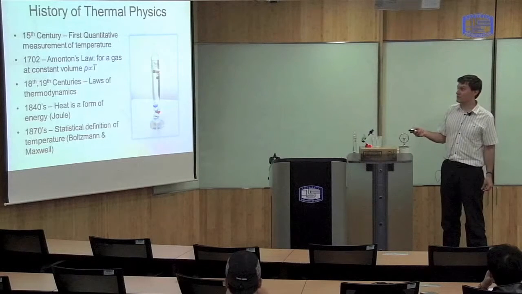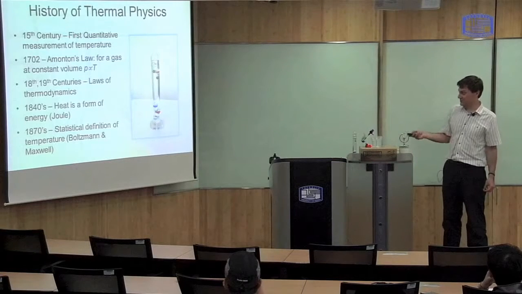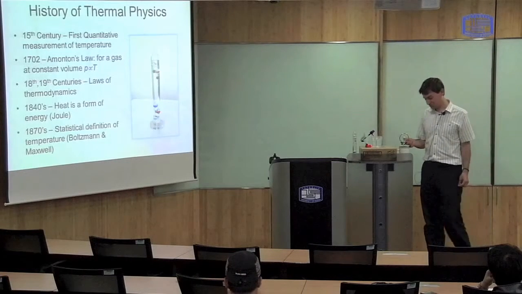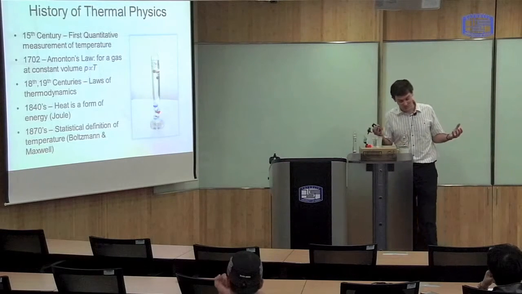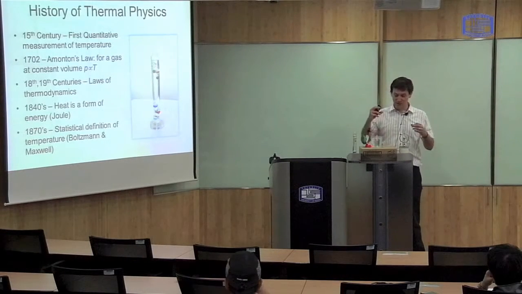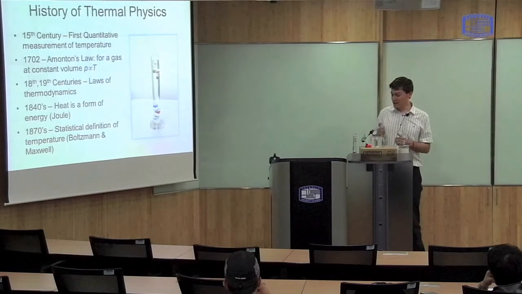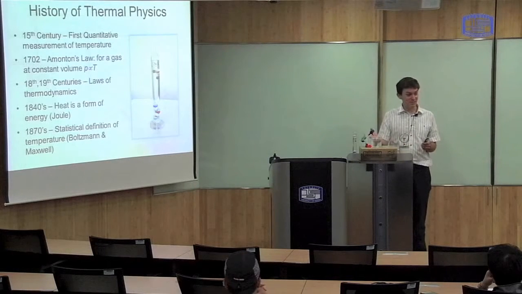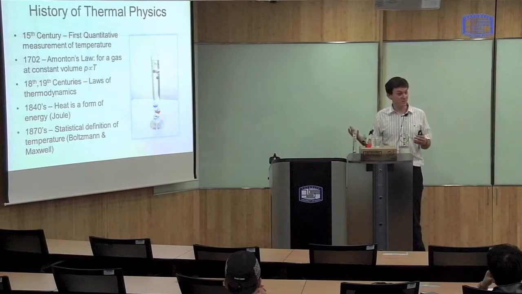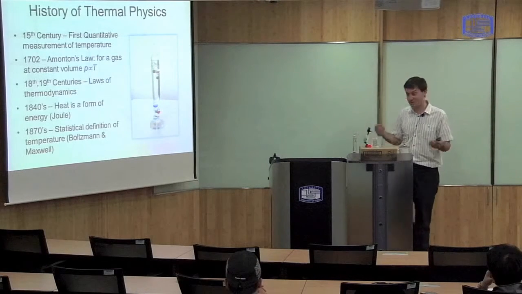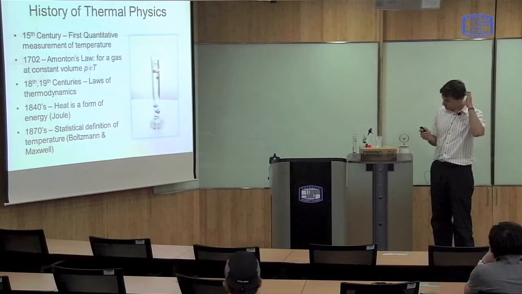So, as I said, the 15th century was the first time that temperature was measured. This is, as I said, a device to measure temperature. Why do you want to measure temperature? You want to measure temperature because the temperature of a system affects its properties. If I have water at, say, 20 degrees, and I have water at minus 20 degrees, those systems are very different. One is ice and one is liquid. So we want to understand how temperature affects the properties of a system.